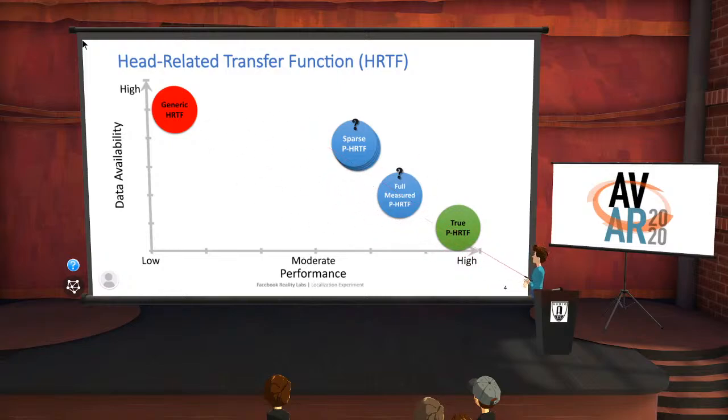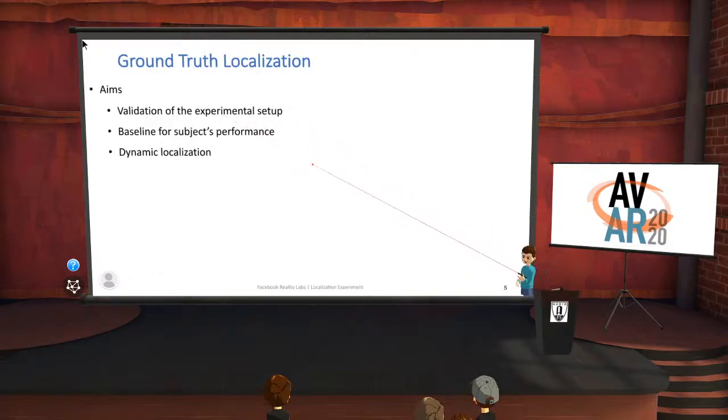But before we can go ahead and evaluate the virtual sound using HRTFs, we need to know what our ground truth is: what is the ground truth localization performance with actual real sound sources. So we first built the ground truth localization experiment with the aim of first validating our experimental setup, the pointing protocol and our results analysis, and to have a baseline of the subject performance. And we want to be able to do a dynamic localization experiment using this system.